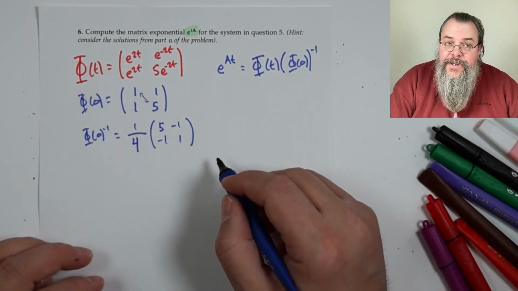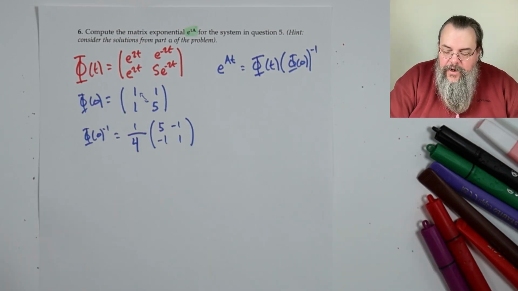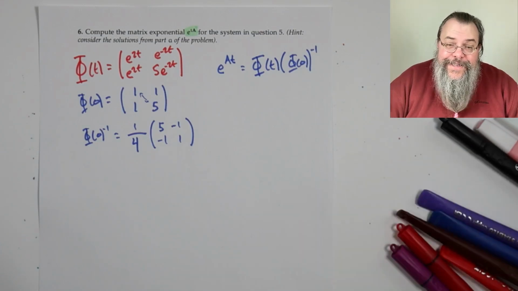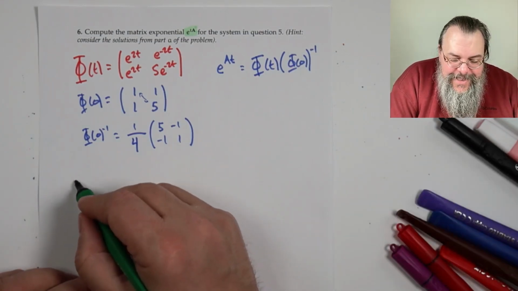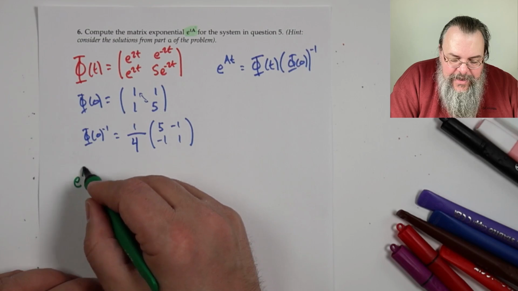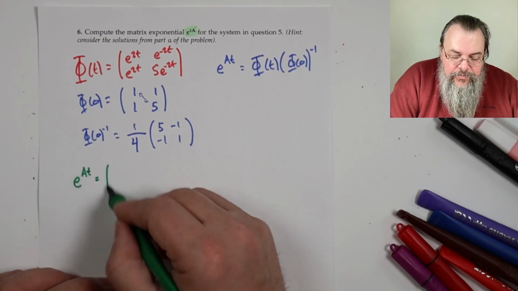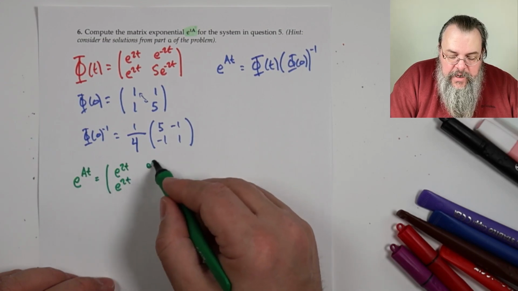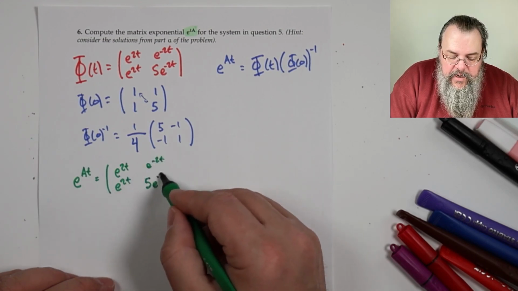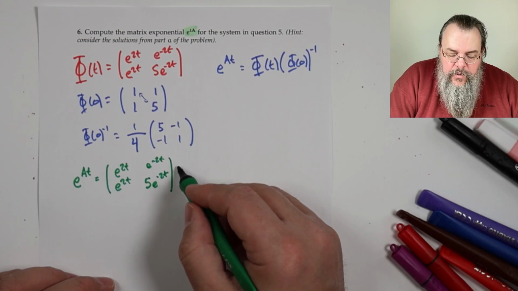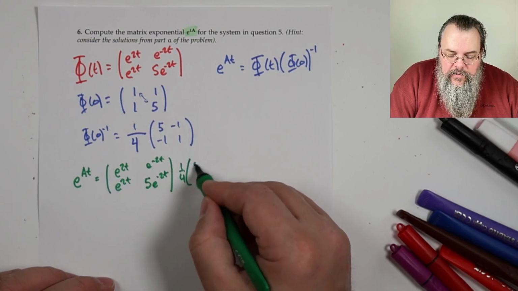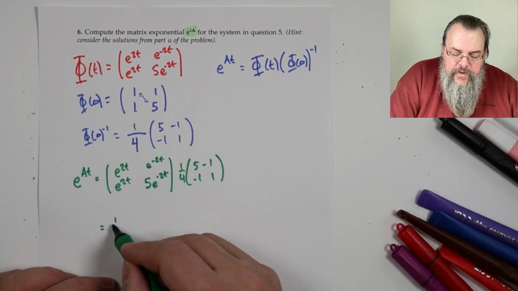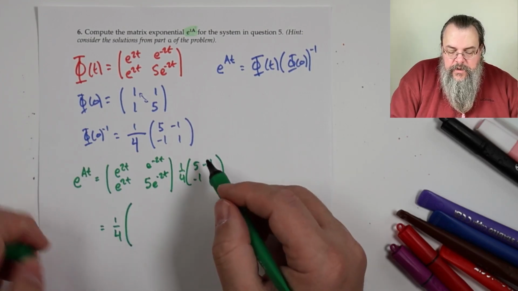So we're almost done. What we have now is our very last step, because this is also our very last problem. E to the tA is equal to e to the 2t, e to the 2t, e to the minus 2t, 5e to the minus 2t, times 1/4 of 5, minus 1, minus 1, 1. Now the 1/4, I always just leave that in front. So 1/4, and here we go.